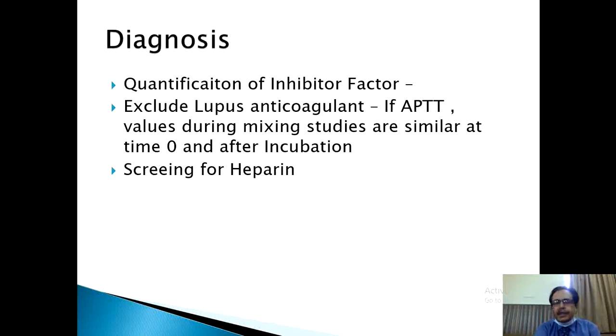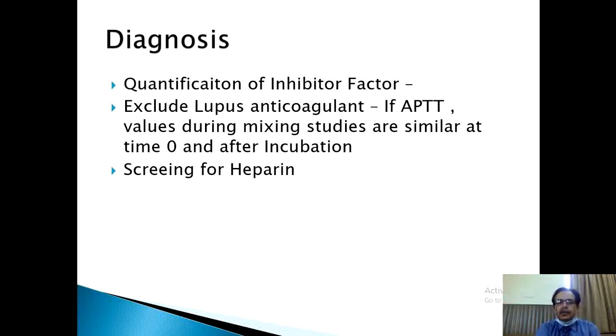How will you investigate acquired hemophilias? You do the quantification test of the inhibitory factors, and you also exclude the lupus anticoagulant if APTT values during mixing studies are similar at time 0 and after incubation. So the crucial point is APTT. If the values are similar at 0 and after the incubation, then you have to go for the investigation of lupus syndrome, in which the lupus anticoagulant tests are performed, which are anticardiolipin antibodies or lupus anticoagulant.